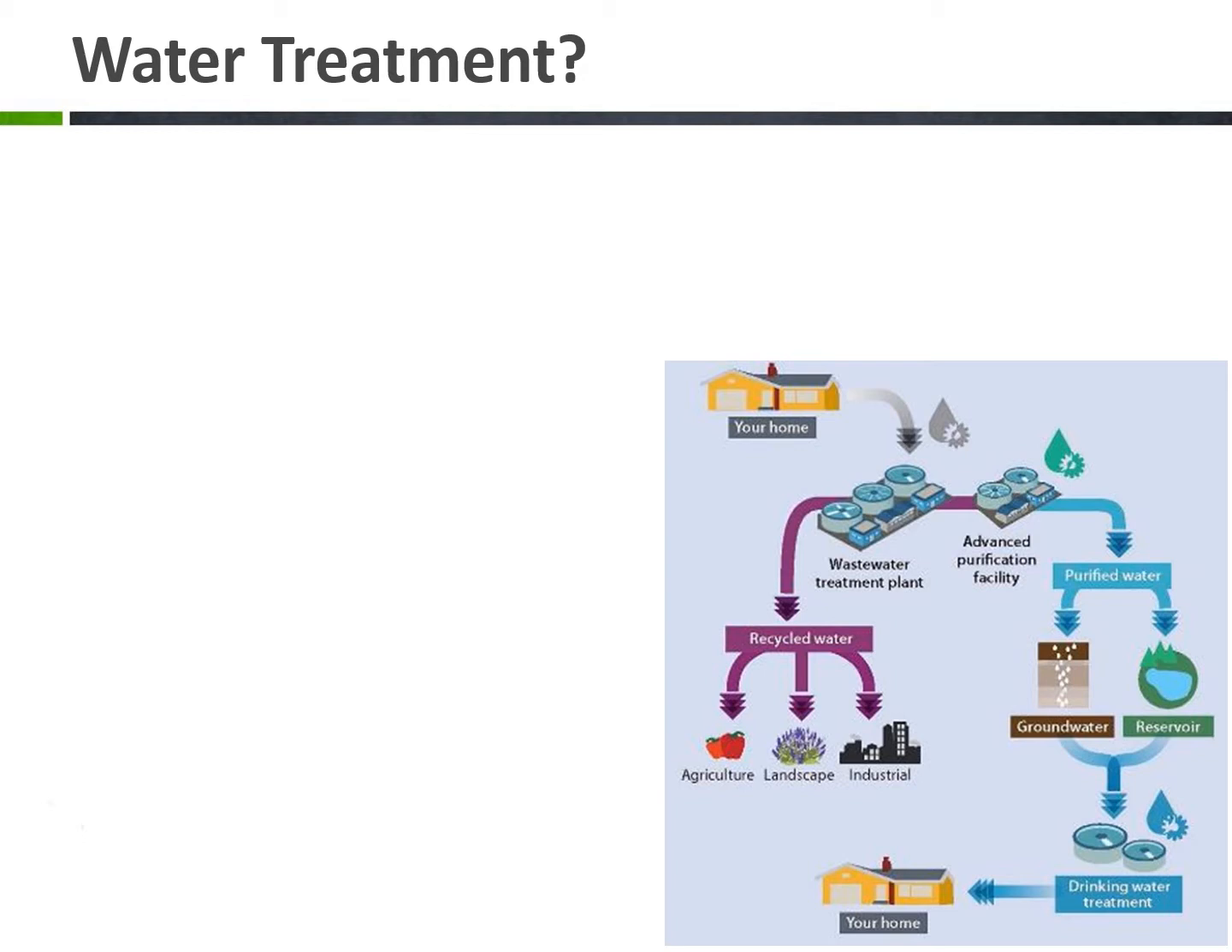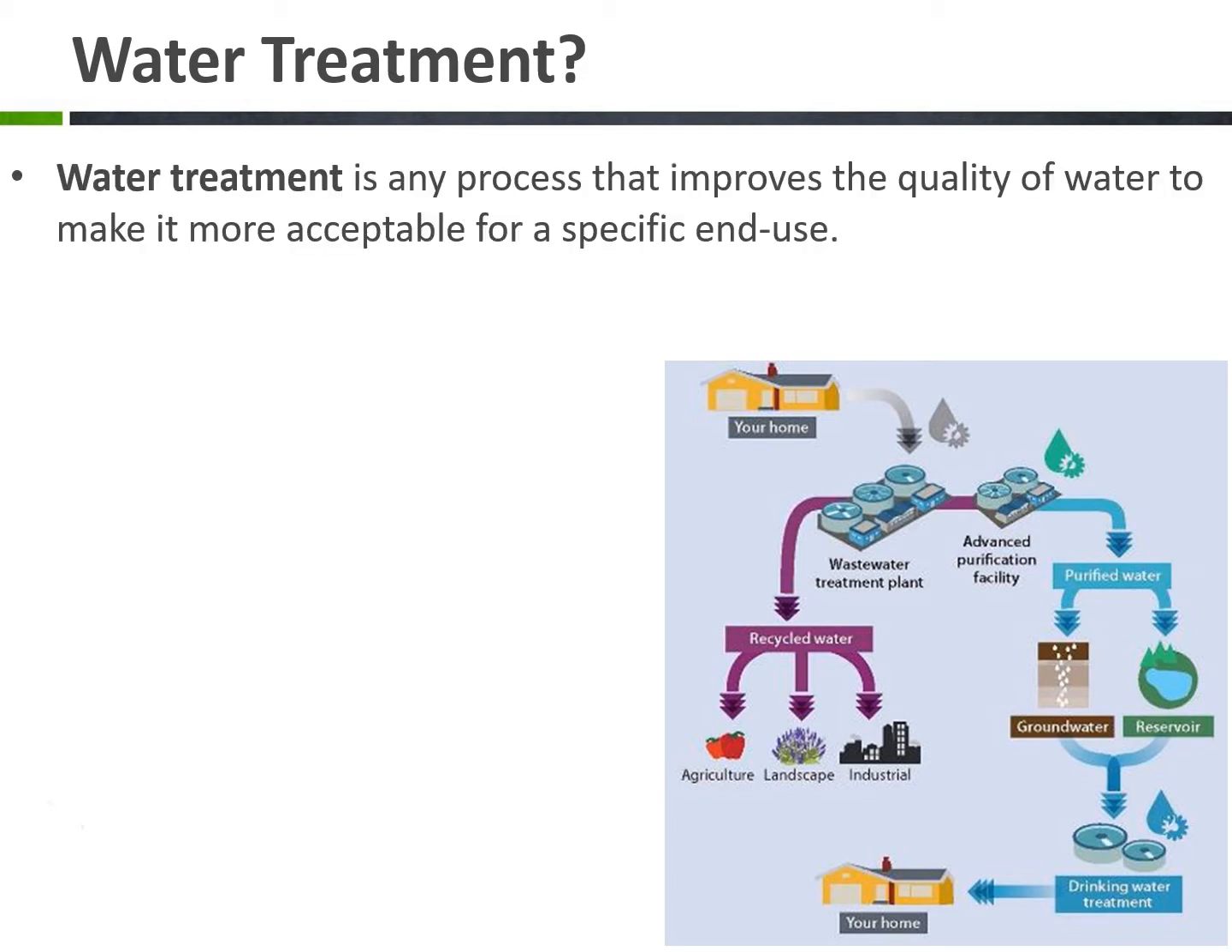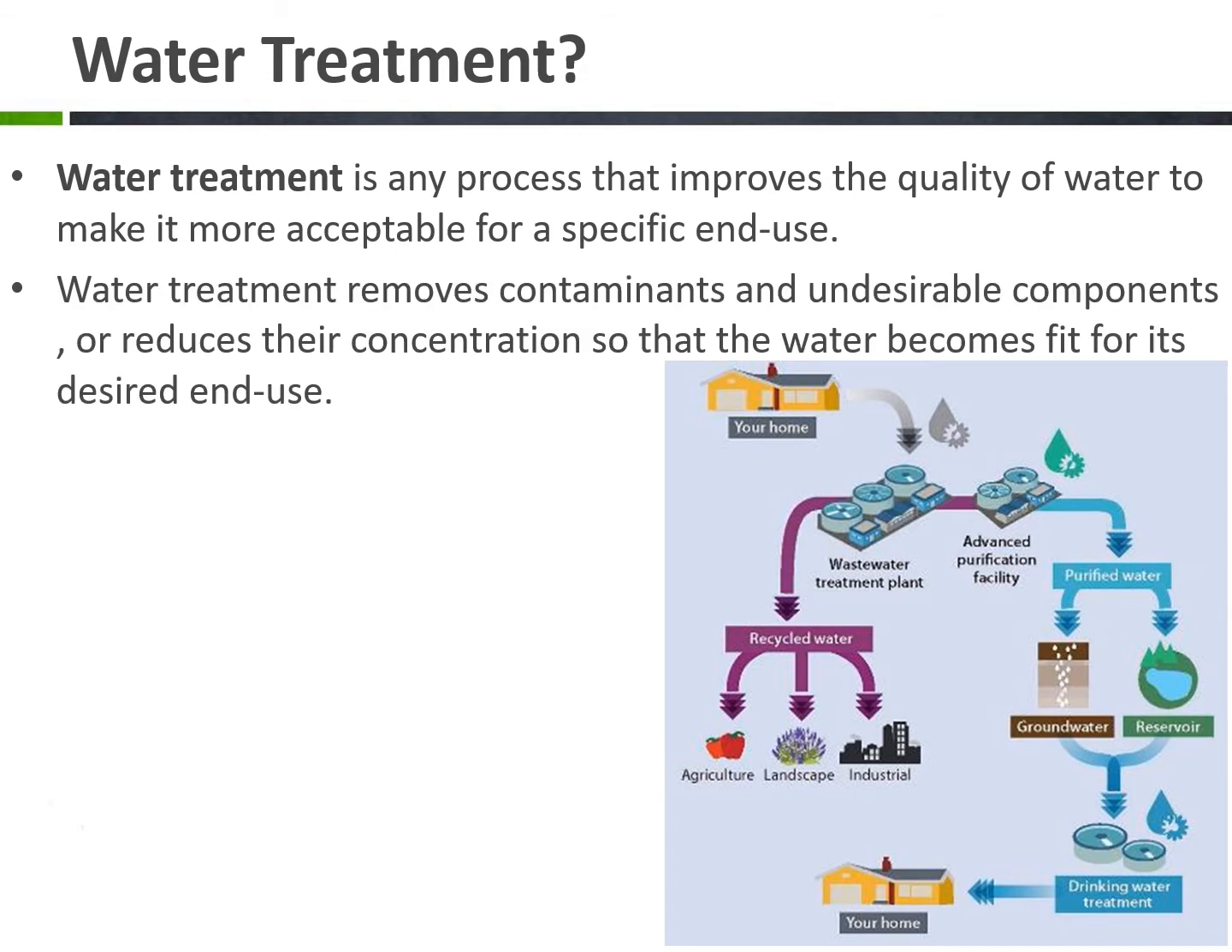Now, if we talk about the different methods which we normally adopt, you can understand that this is an overview of the picture. So we have the recycled water usage, and before that we have treatment, and then we have the purification, advanced treatment. This is what I was talking about earlier, that we should understand what kind of treatment is required, and then we will be further recycling for the specific use. So water treatment is any process that improves the quality of water to make it more acceptable for a specific end use.